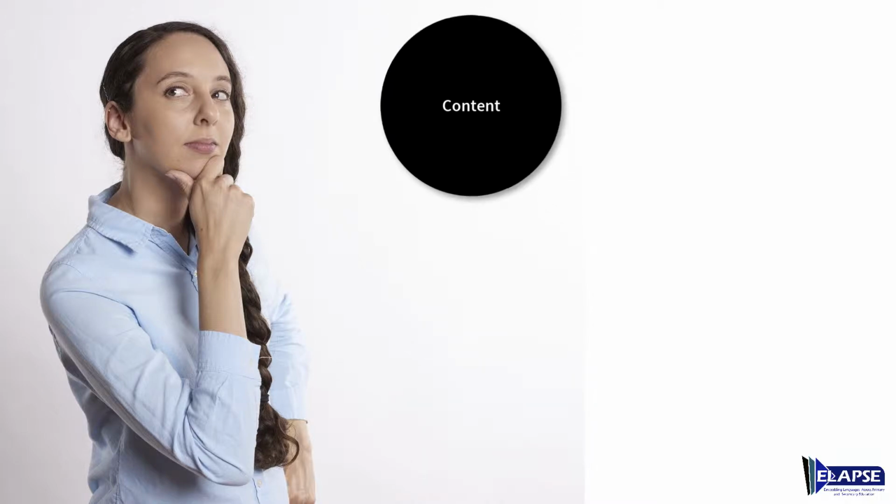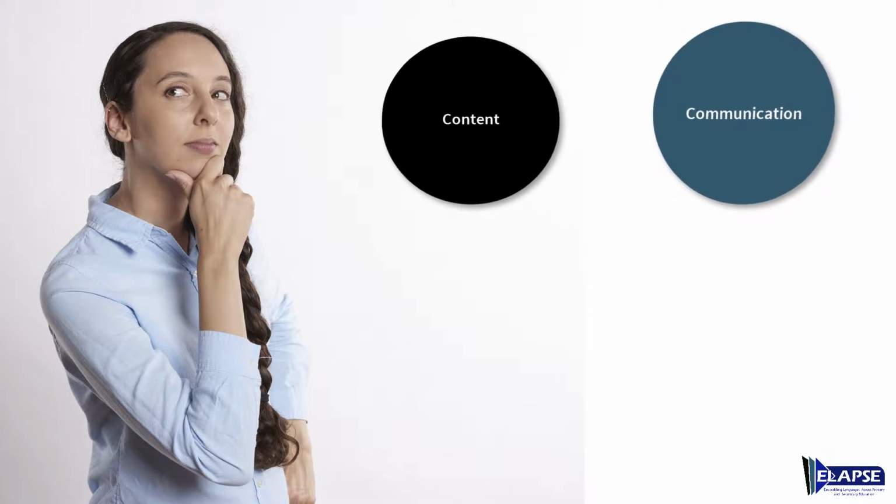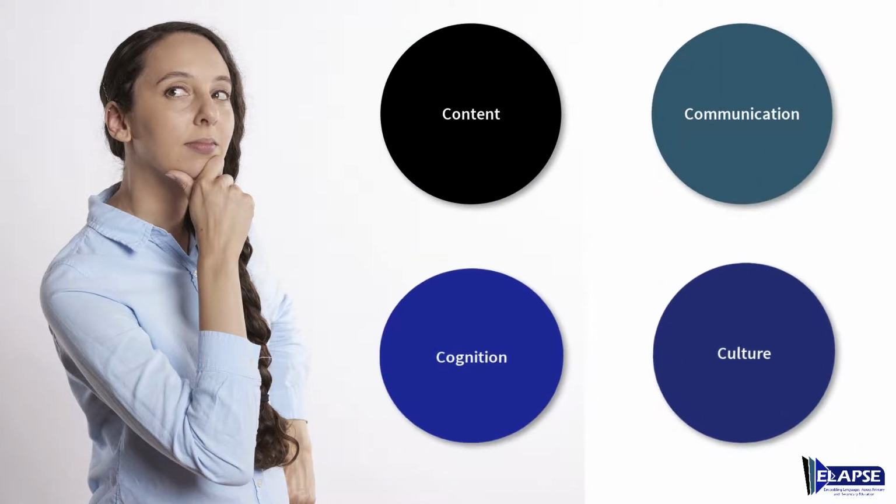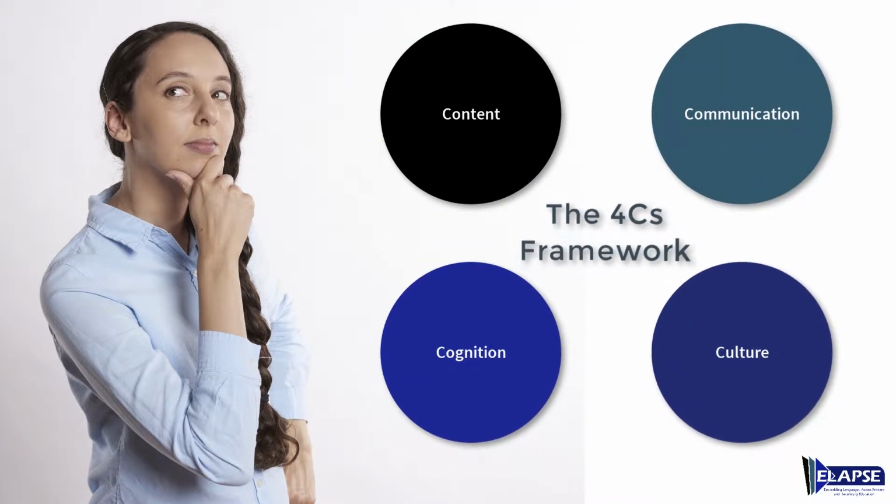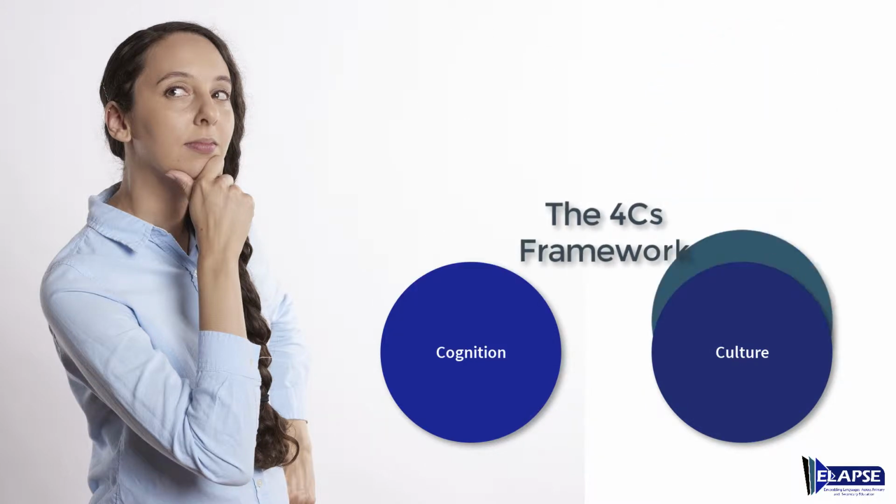When we plan CLIL lessons, we have to think about the following domains: content, communication, cognition, and culture. This is also known as the 4 C's framework. Let's explore each C in more detail.